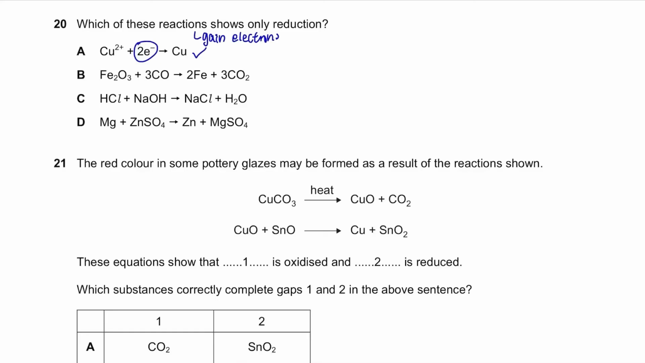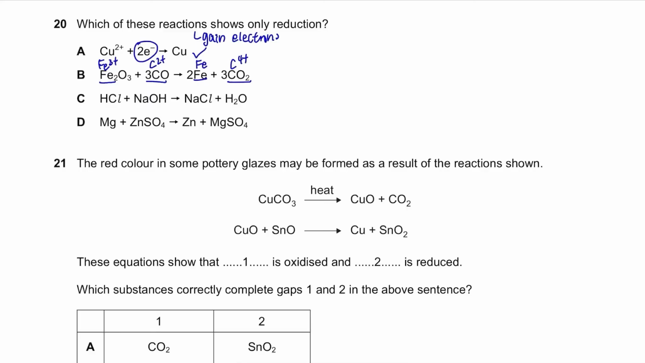Fe2O3 plus 3CO giving 2Fe and 3CO2. Fe from here is actually Fe3+, but it became Fe here, so it gained electrons. But carbon here is C2+, but after the reaction, it became C4+, forming carbon dioxide. This is oxidation where they lose electrons.